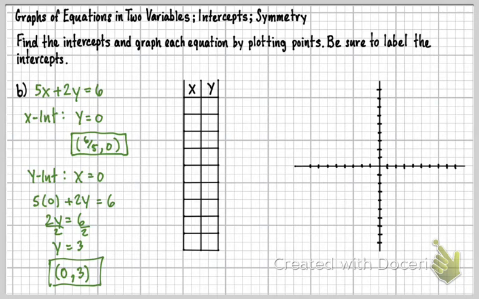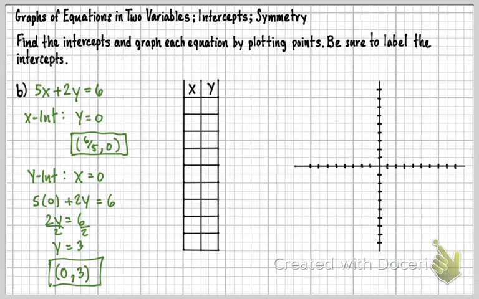So now the directions here were to find the x and y intercepts, and then also to graph each equation by plotting points. So for this one, I can plot some points. Now keep in mind, I don't really have to do a table here, because this is a line, and it's a line because my two variables, x and y, are both to the first power. So we can actually just use those 2 points and graph it.